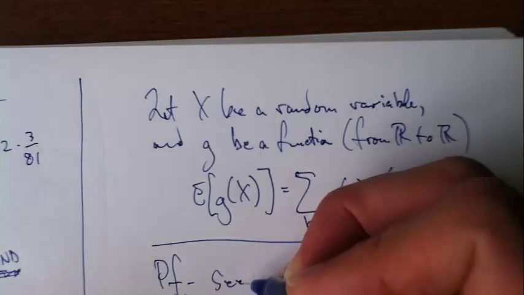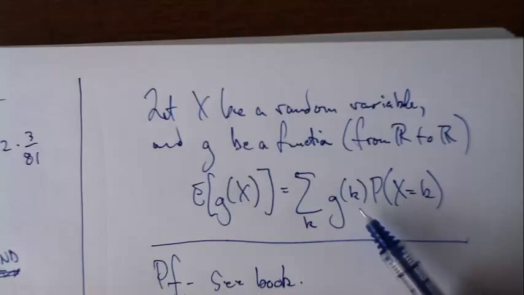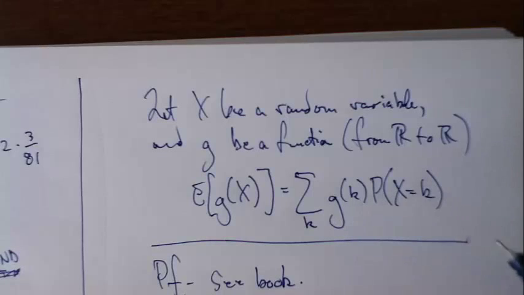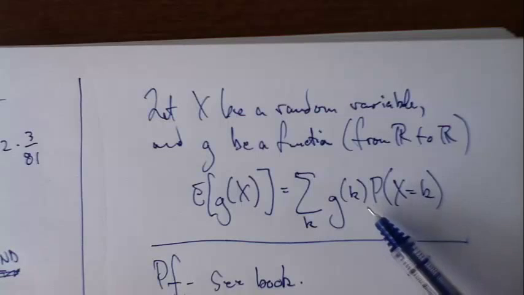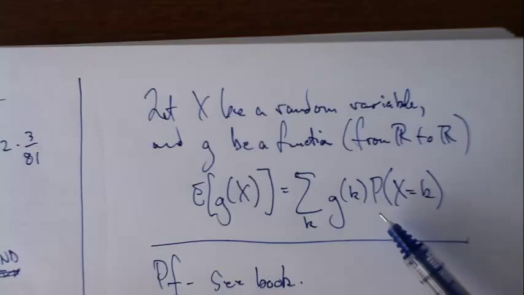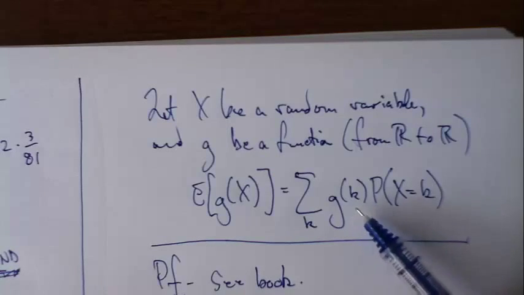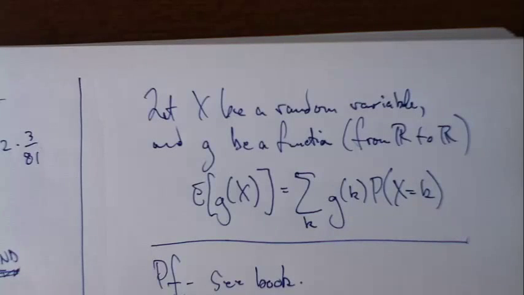Note, however, that it is possible that g is not a one-to-one function, in which case, for different values of your random variable, you might have the same g value. So take a look at that proof.